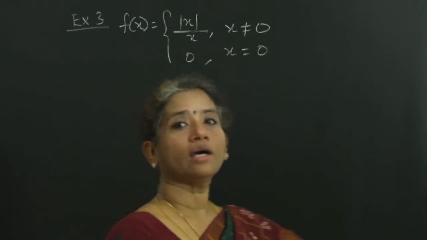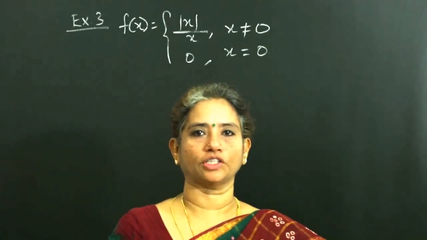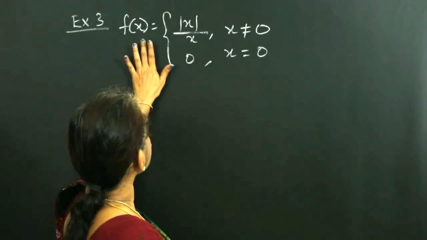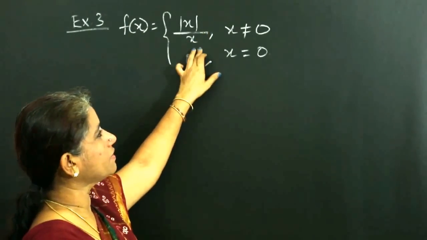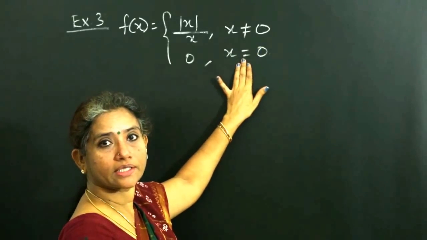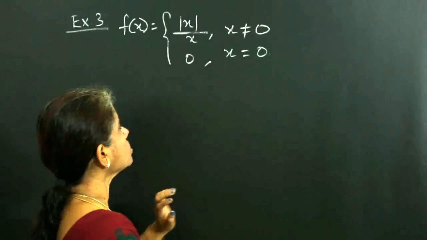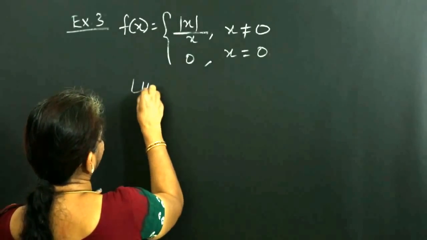Let us now check how the concept of continuity applies for a modulus function. The question is: f of x is modulus of x divided by x when x is not equal to 0, and 0 when x equals 0. Let us do the left hand limit to start with. So, what is your left hand limit?